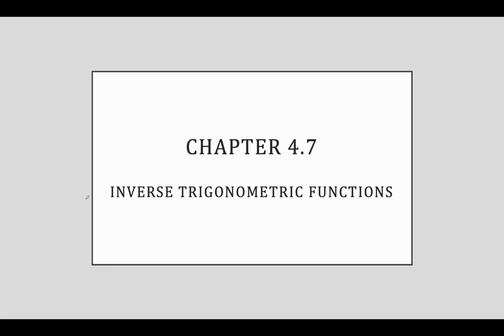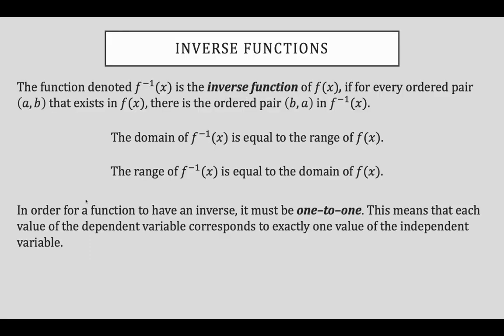Back in chapter 1.9, we studied inverse functions. Well, what does it mean for functions to be inverses of each other? We said the function denoted f inverse of x, notice f with a little -1 here, is the inverse function of f of x if for every ordered pair a comma b that exists in f of x, there is the ordered pair b comma a in f inverse of x. All right, what that meant is that inverse functions were related in that every single x and y coordinate flip-flopped.